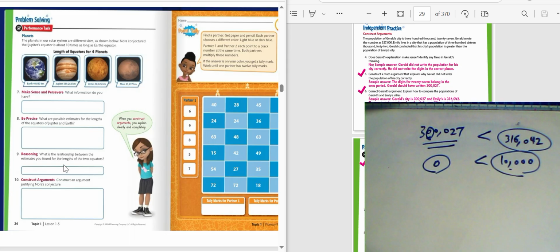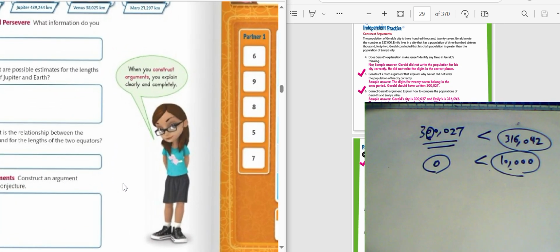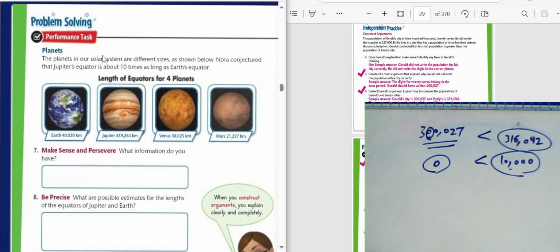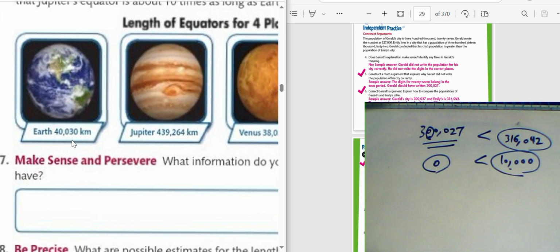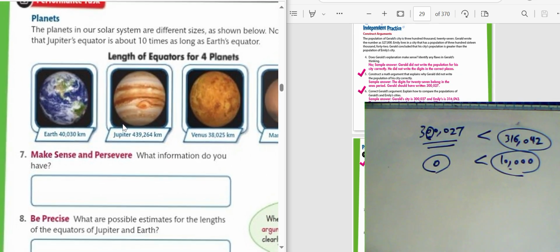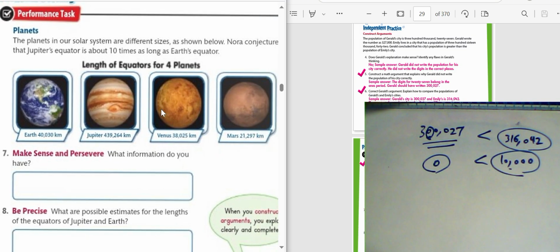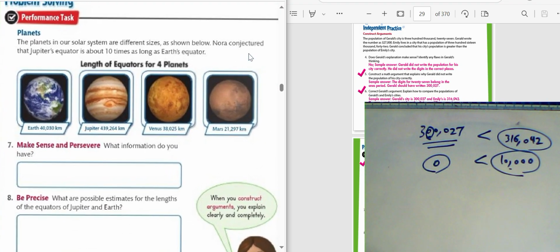Now page 24. Look at the question on page 24 here. We will explain now. Task planets. The planets in our solar system are different sizes. Shown below, we have information about the lengths of equators for planets. First, the Earth, Jupiter, Venus, and Mars. Give us this information. Nora's conjecture: Jupiter's equator is about 10 times as long as Earth's equator.